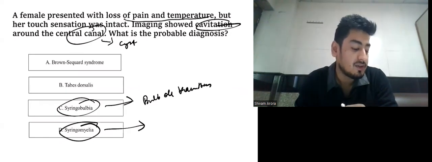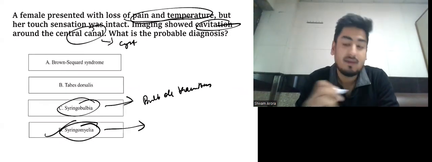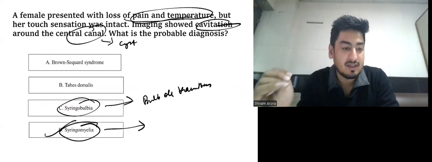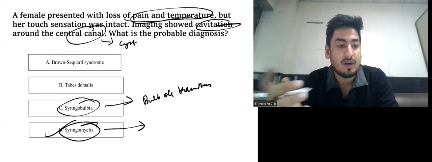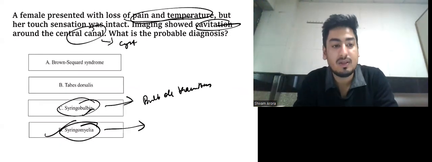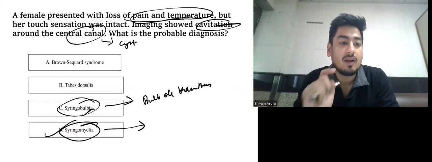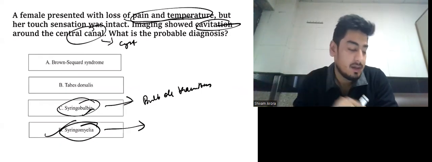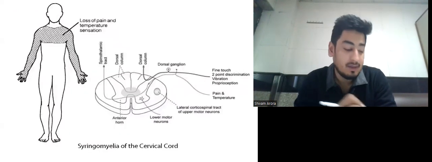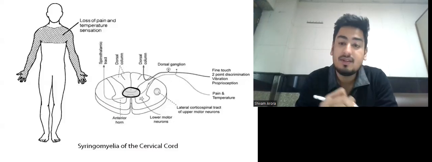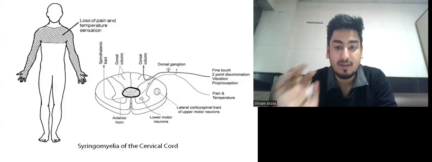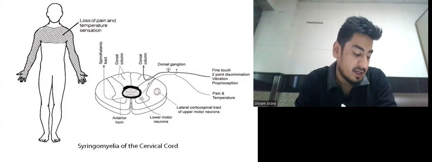Now there is loss of pain and temperature, so it is definitely syringomyelia because pain and temperature sensations go through the spinal cord. If there were cranial nerve involvement then it could be syringobulbia. Now let us discuss syringomyelia. So what happens is that this is the central canal. There is dilatation and cyst-like formation in the central canal. Now this central canal is dilating.